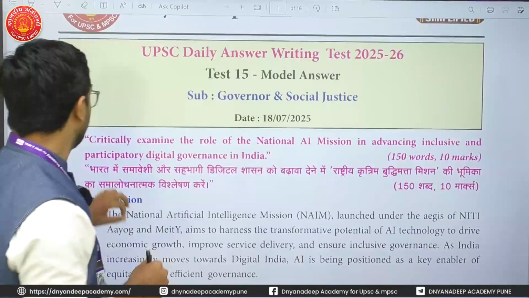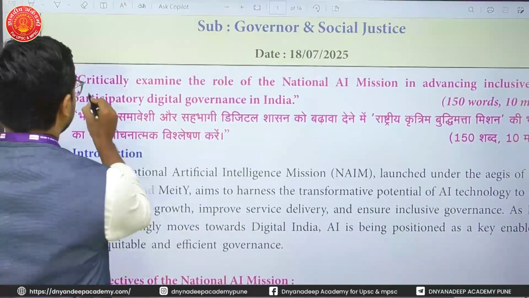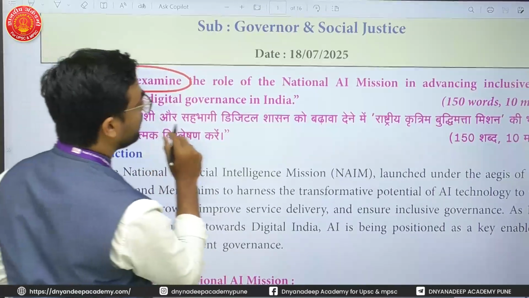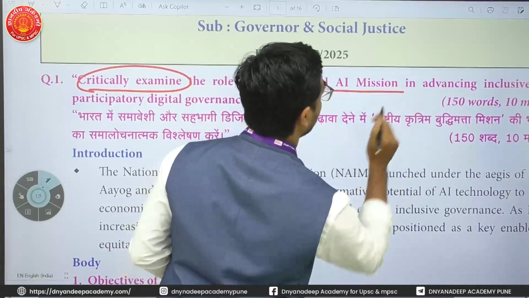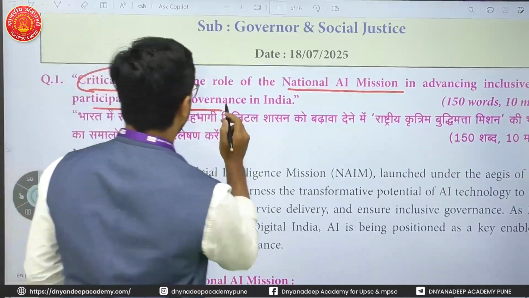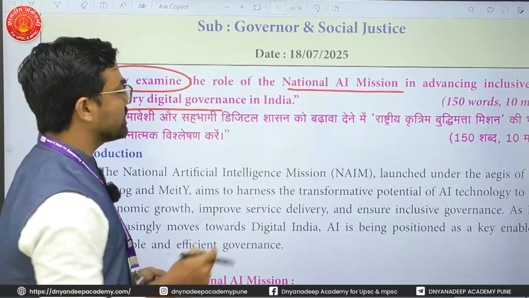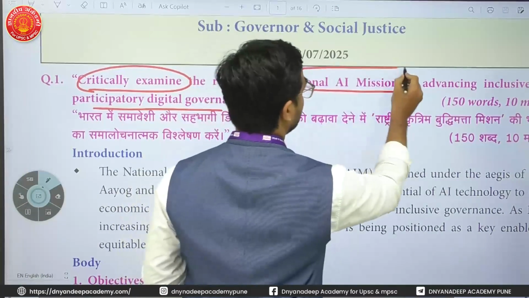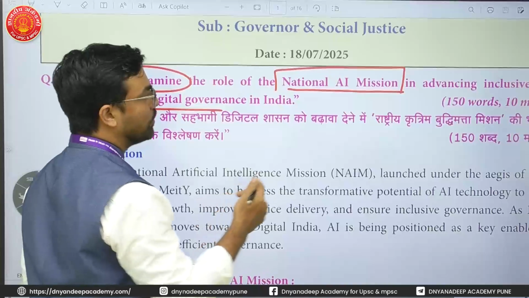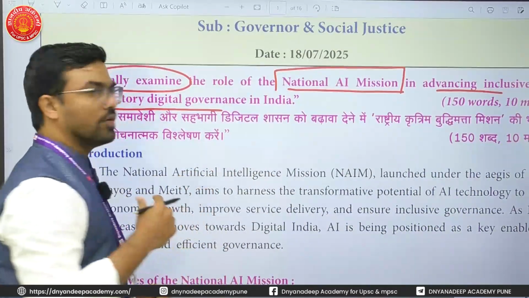Now, the first question says: critically examine the role of National AI Mission in advancing inclusive participatory digital governance in India. So here it highlights the role of National AI Mission, and it is asking about its role in advancing inclusive participatory digital governance in India.